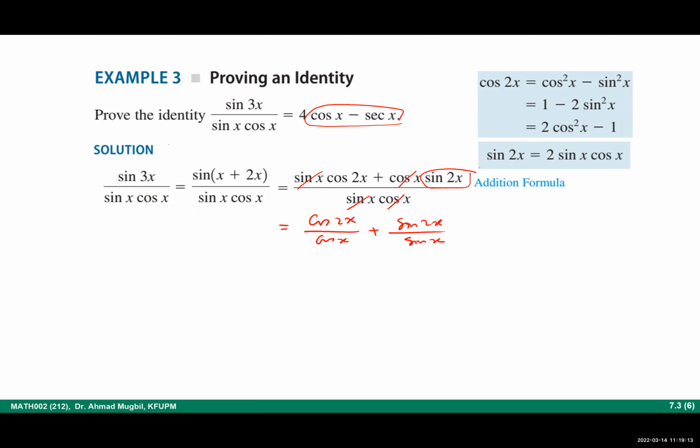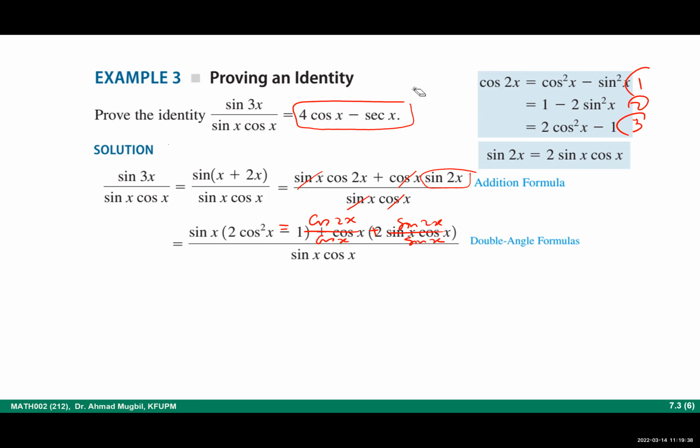Now, cosine 2x, which one is better? Not correct. All of them are correct. Second one. I don't agree with you. Let's say this is 1, this is 2, this is 3. Which one? Why? Look at your target. What is your target? The right-hand side. It will be all in terms of what? Of cosine. So it is better to use the third one.